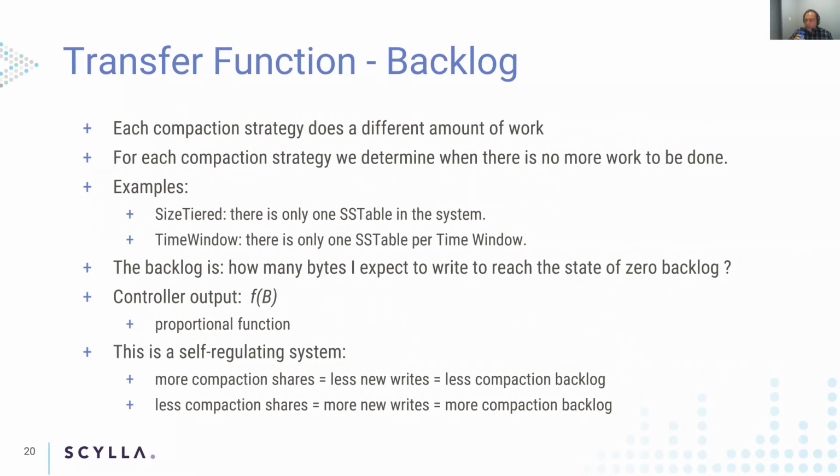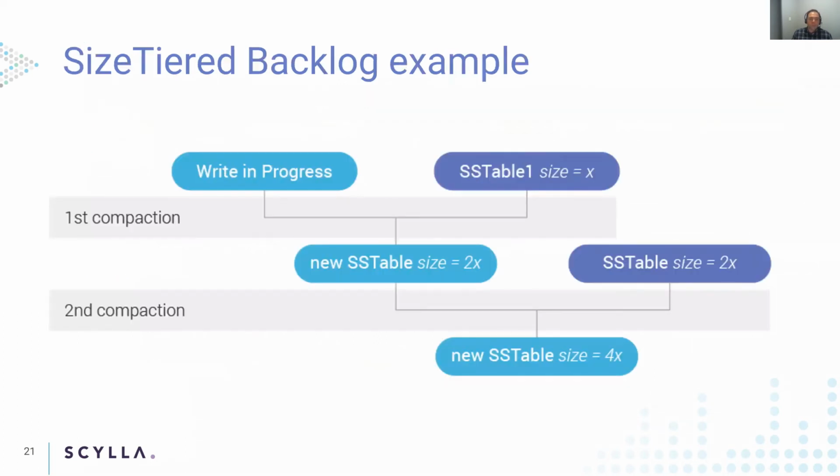So I said we're going to focus today on the size tier backlog example. How do we come up with that backlog? So let's just take a quick primer again on how size tier SSTables are organized together. We can have a write in progress, which is an SSTable that has been written at this moment, and it will have a certain size X in the future or close to X. So when that lands in my system, I will look and see that I have another SSTable that also has the same size or about the same size, and I'll compact them together into a new SSTable that is going to be roughly twice as big.